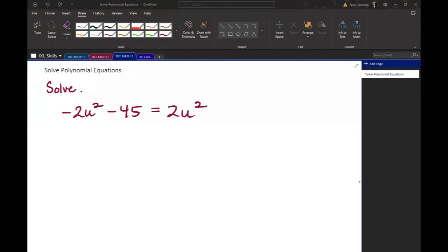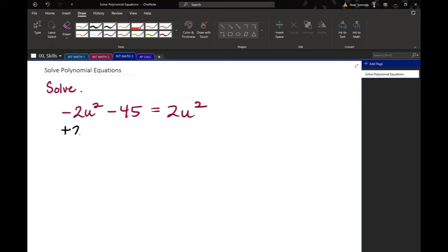All right, we're going to take a look at how to solve polynomial equations with a little bit more complex example. When we're solving these polynomial equations, the goal is to isolate the variable. In this case, I see u on two separate sides of the equation. In fact, it's u squared. So what we're dealing with here is a quadratic. In order for us to isolate u, we first need to collect like terms.